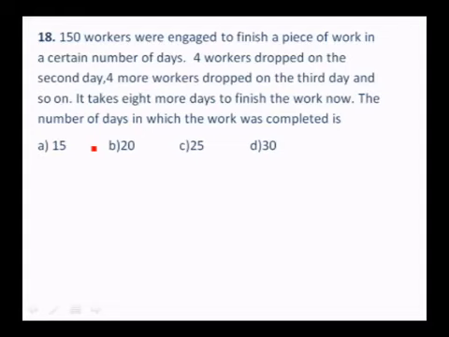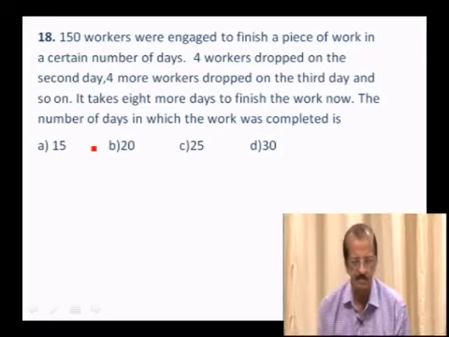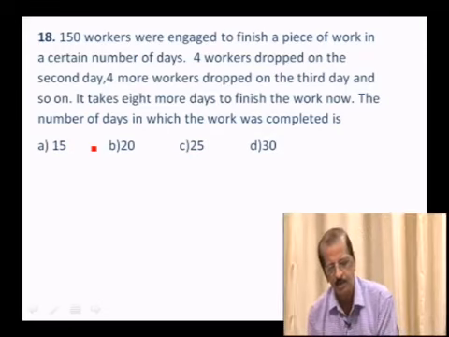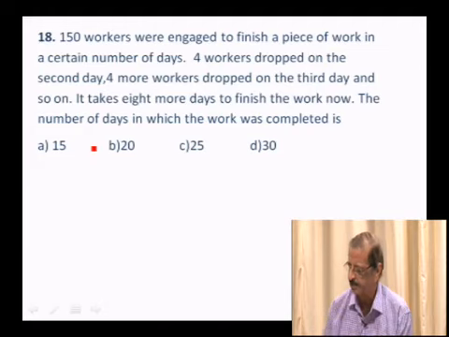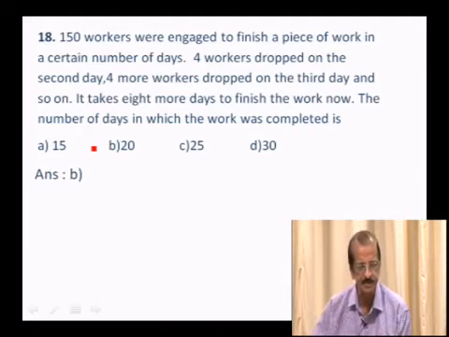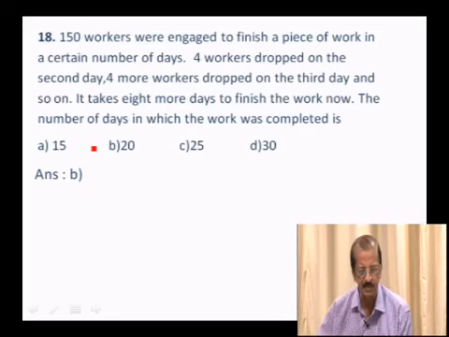150 workers were engaged to finish a piece of work in a certain number of days. 4 workers dropped on the second day, 4 more workers dropped on the third day, and so on. It takes 8 more days to finish the work now. The number of days in which the work was completed is, he has given 4 options, 15, 20, 25 and 30. So we find that the answer is B. Let us see how we can obtain that 20.